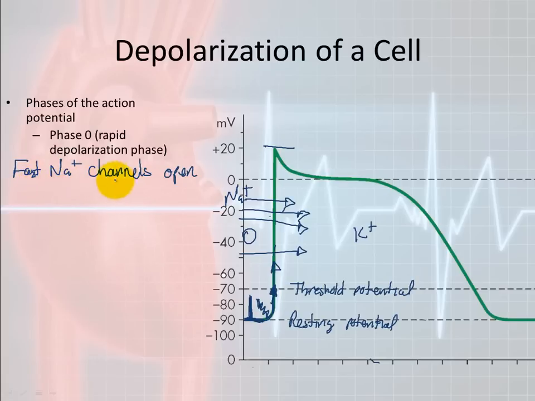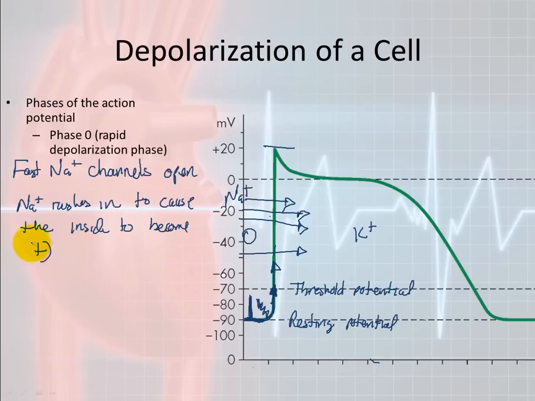So in phase 0, the fast sodium channels open, sodium rushes in, to cause the inside to become positive. After it reaches a certain millivolts, it closes. This uses positive 20 millivolts, but it could vary depending on the cell. This is just a general statement here. So depending on where it stops, all of those fast sodium channels slam shut, because you don't want the sodium to keep rushing in, because you're just going to cause more damage to the cell.